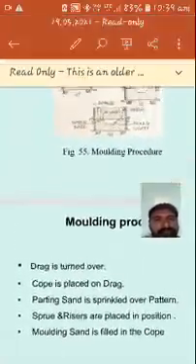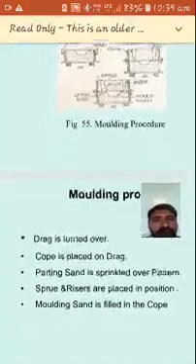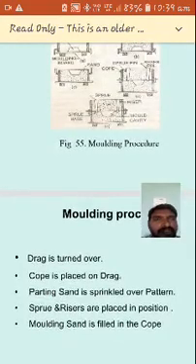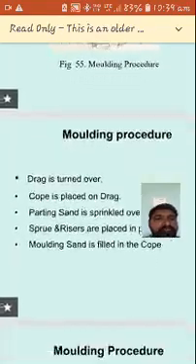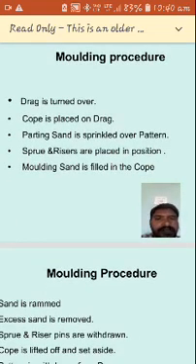Then the drag is turned over, and the cope is placed on the drag. After turning it over, you use the cope box. The parting sand is sprinkled over the pattern, on the upside of the turned pattern. Then you place the sprue as well as the riser, simply called the runner and riser, in position.